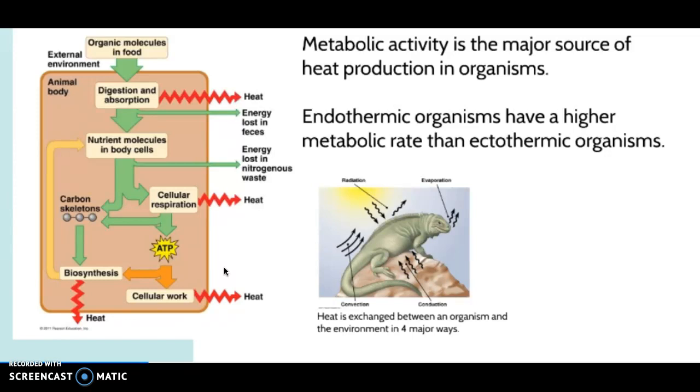So for an endotherm, the metabolic activity is generally higher. We do a lot more of this work, and we're able to produce a lot more heat for our body. And for an ectotherm, they still produce heat during all of these processes, but not as much in order to maintain a body temperature. So in general, endothermic organisms have a higher metabolic rate than ectothermic organisms.